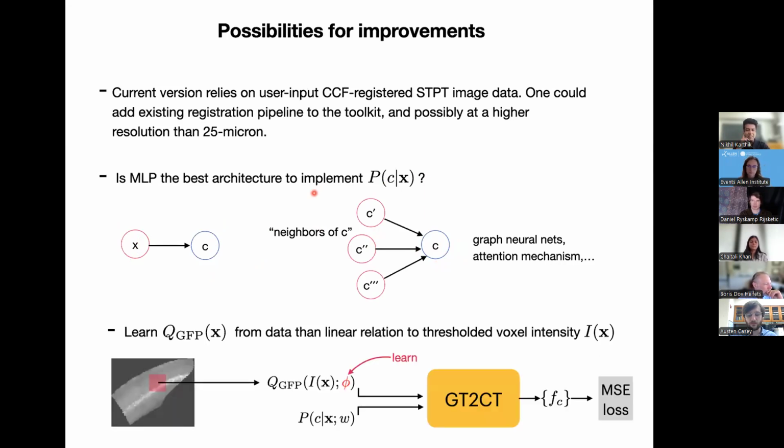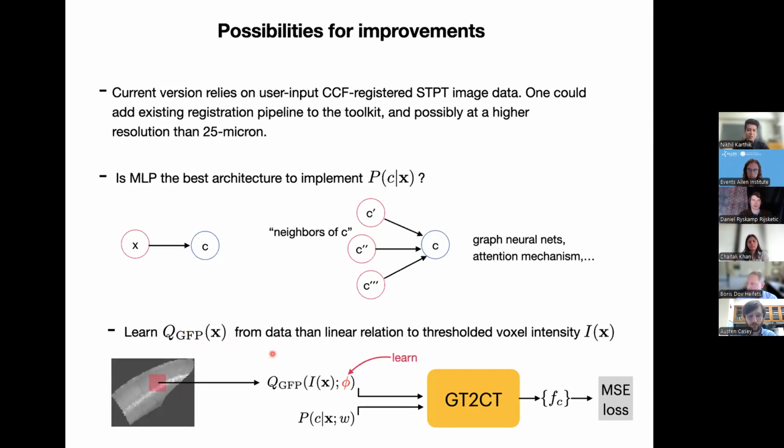And thirdly, an important thing to improve on is that we have set the GFP probabilities to be linearly related to the thresholded voxel intensities. Nobody told us it has to be so. It's an ad hoc approximation on our part. Instead of doing that, what really should be done to make it more rigorous is to learn the nonlinear relationship between the GFP probabilities and the thresholded voxel intensities.